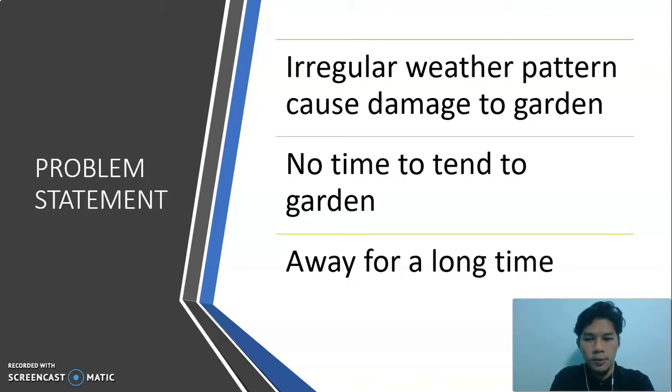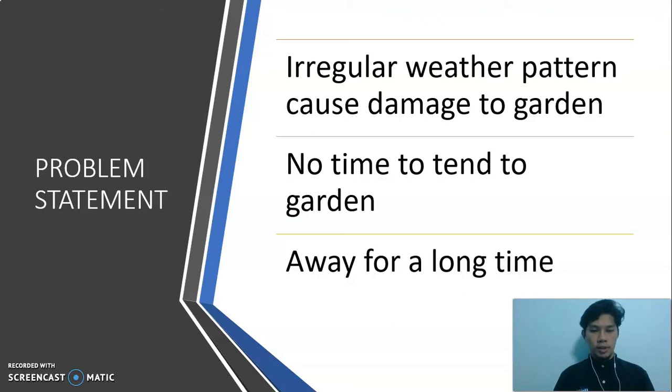The second problem statement is that there is no time to tend to the garden. Some people do gardening because they want to relax on weekends. They may not have time to take care of the garden when they are working.